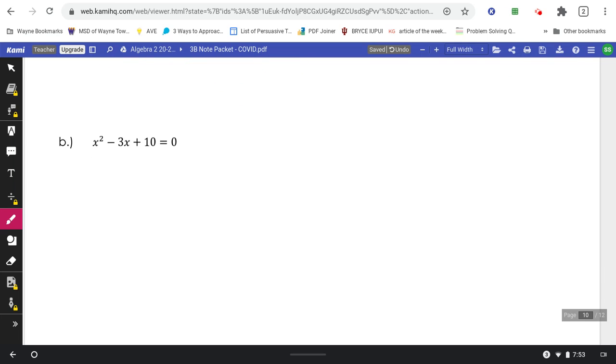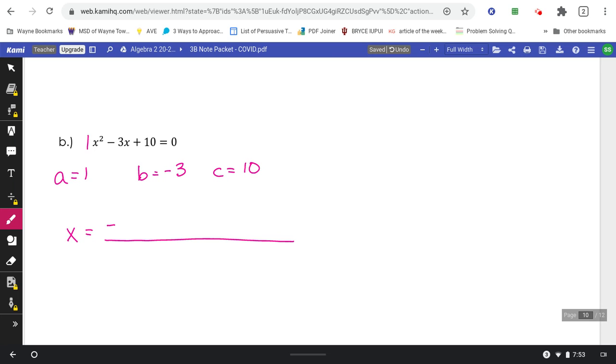One more problem to go. We'll start by identifying our a, b, and c. a will be 1. b will be negative 3. And c will be 10. We'll very carefully plug these numbers into the quadratic formula.